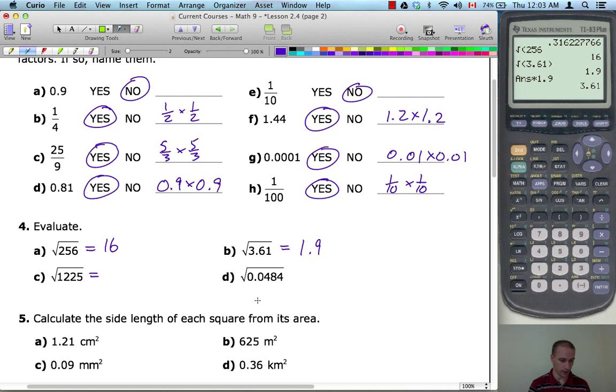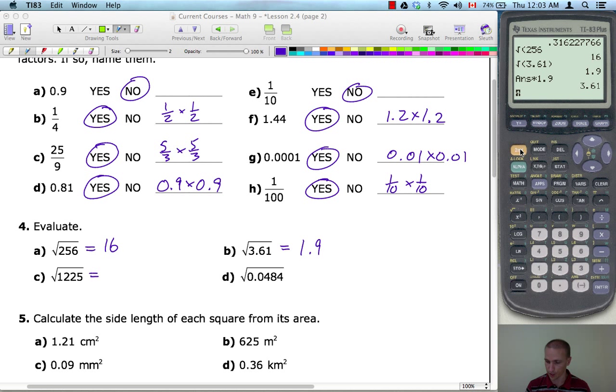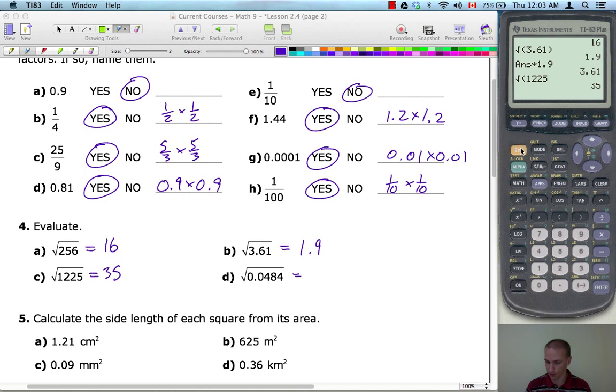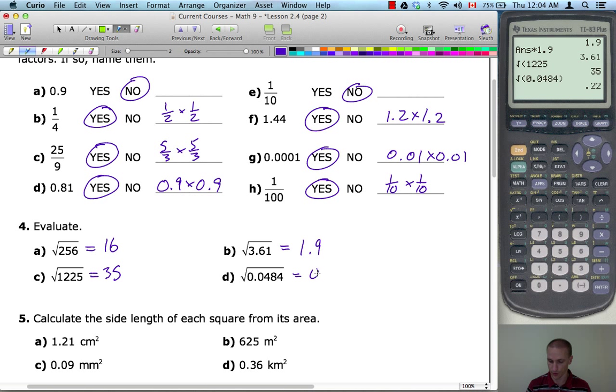So next we've got 1,225. And when you take the square root of 1,225, you get 35. And last but not least, when you take the square root of 0.0484, you get 0.22.